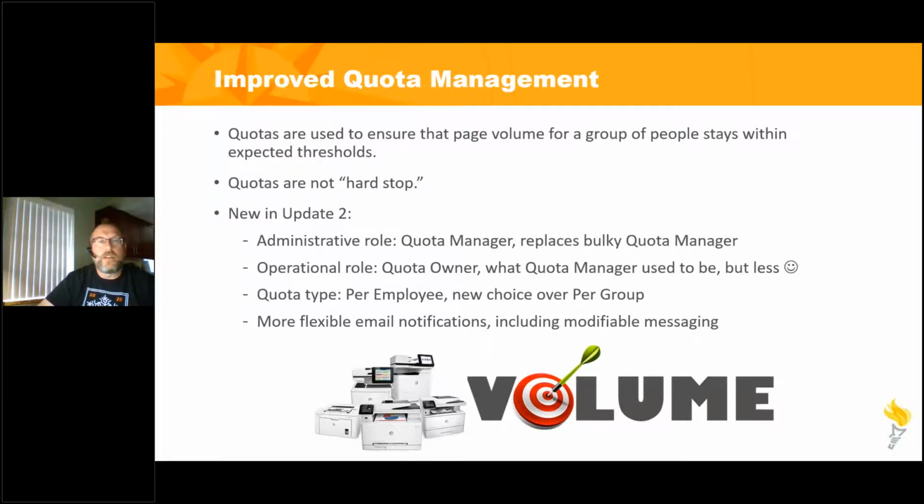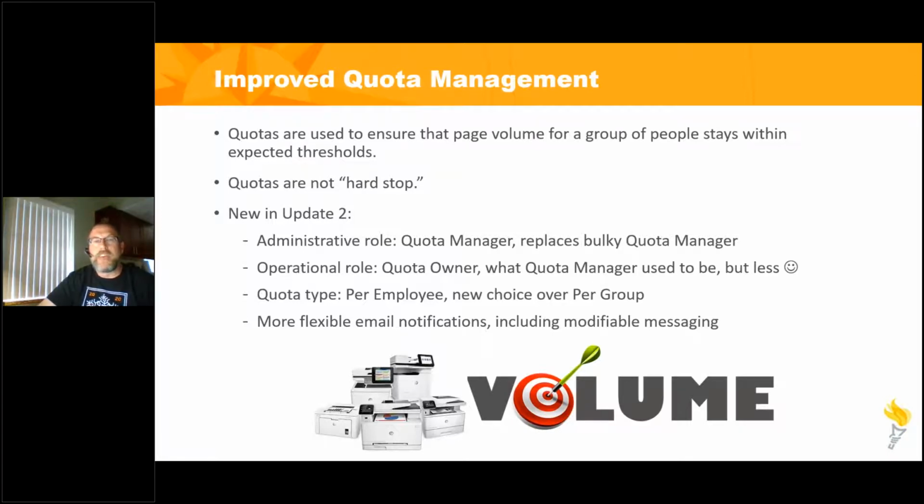New in Update 2, we got rid of the bulky quota manager function, which was very difficult to manage. It required that you had a user within Blueprint that had an email address, that was an actual person, that had employees, and it was just nuts. It was a lot of back-end administrative work to make sure that it worked like it was supposed to.